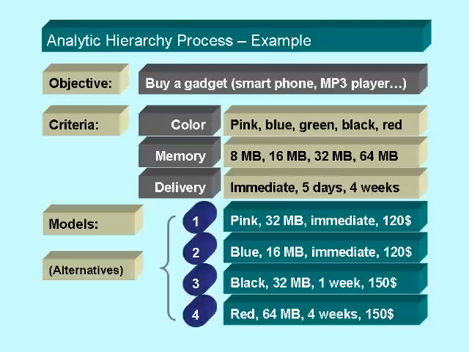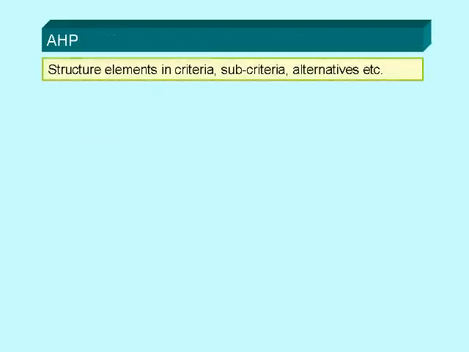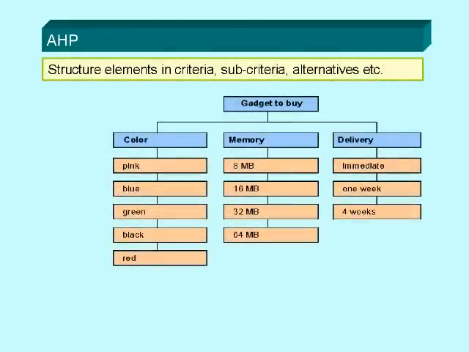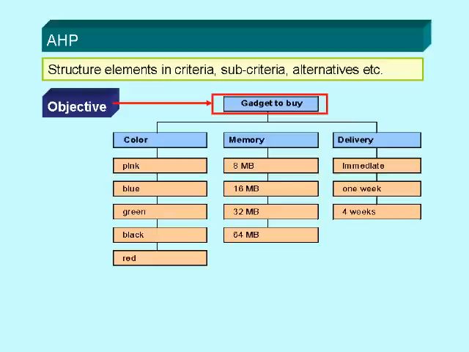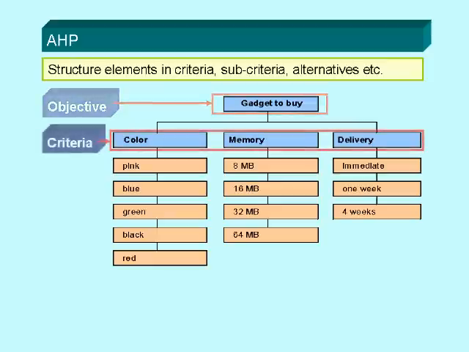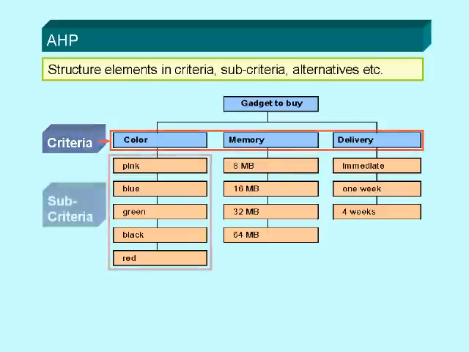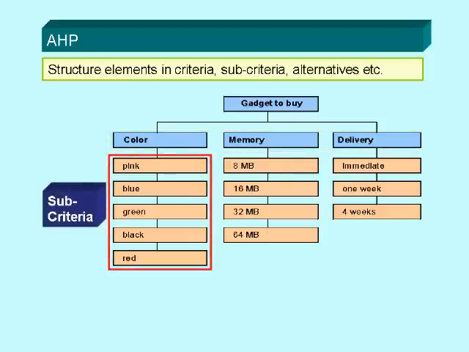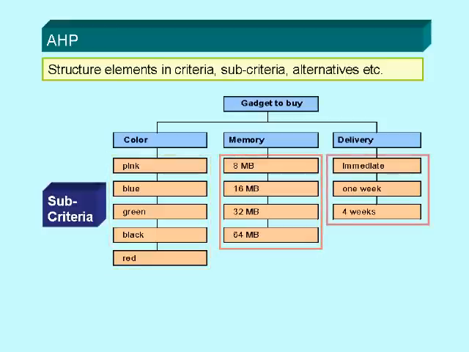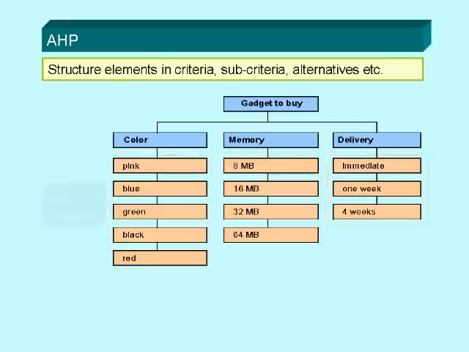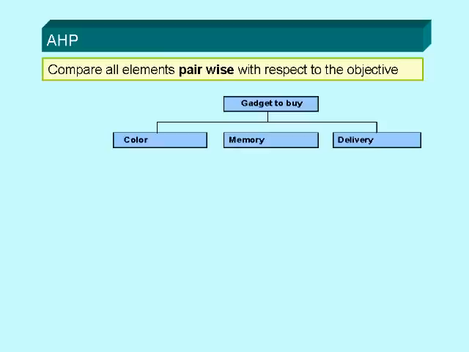These are your alternatives. Now, in the first step, you structure the elements in groups of criteria, subcriteria, and alternatives. The objective is to buy the gadget, and your criteria are color, memory, and delivery. To each criteria, you have the subcriteria, the colors, the memory space, and the delivery times. You then have to compare all elements pairwise with respect to the objective.